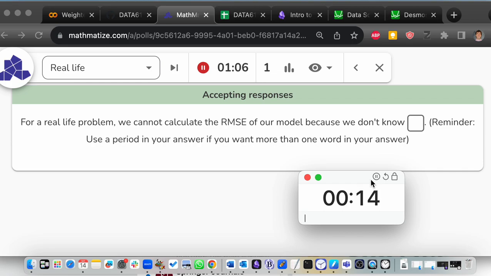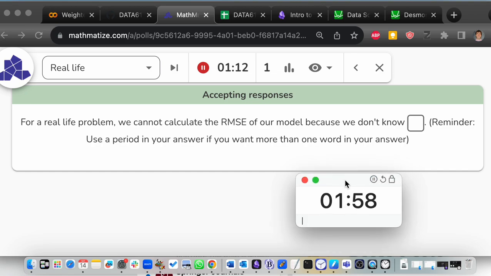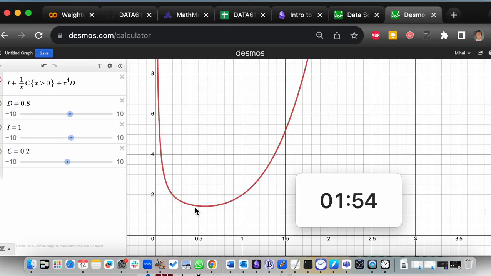Okay, let me give you more time here because I talked while you were supposed to be thinking. Let's do 2 minutes. Why can't we just plot this function, this is the mean squared error, and find the minimum, and then call it a day? Why can't we just do that?